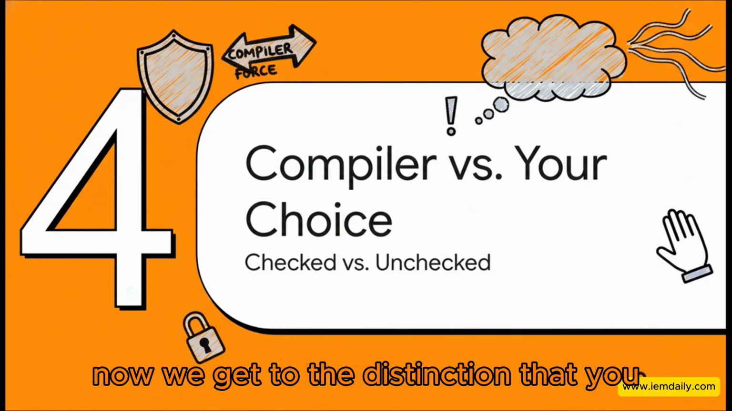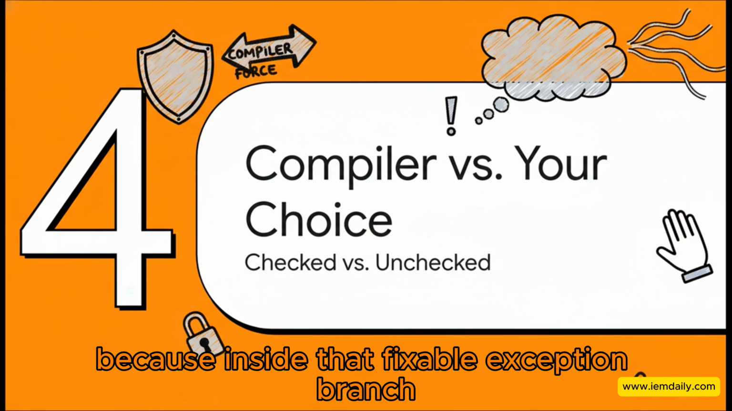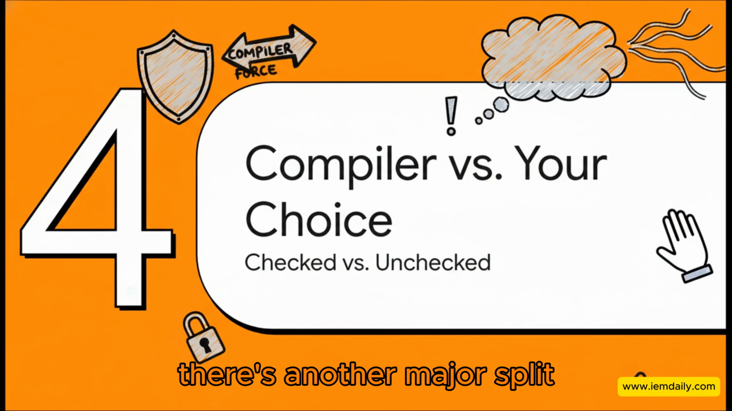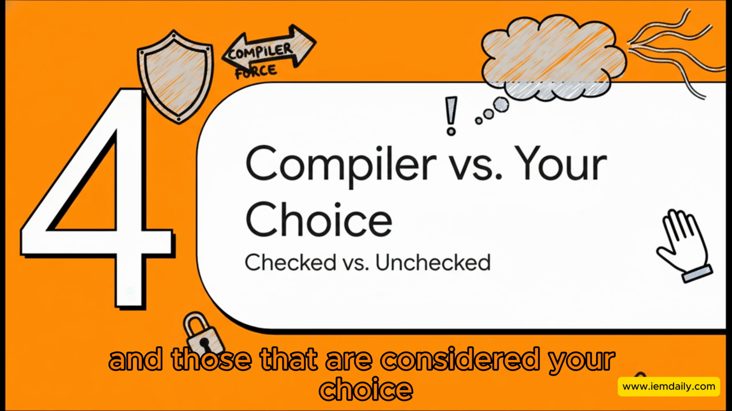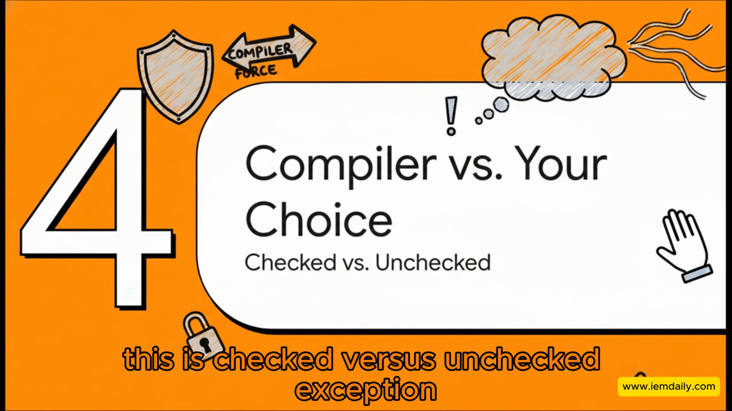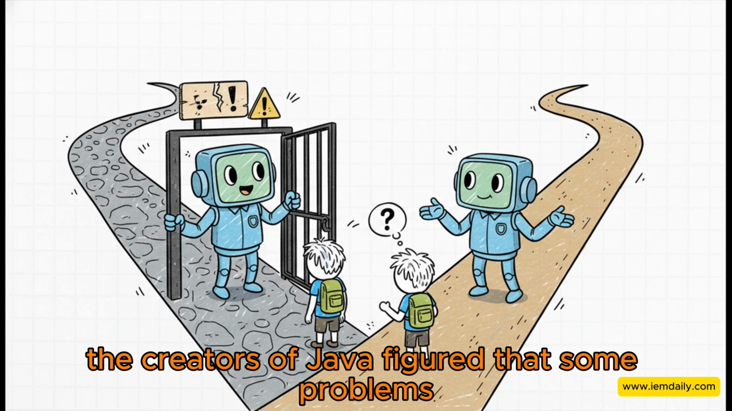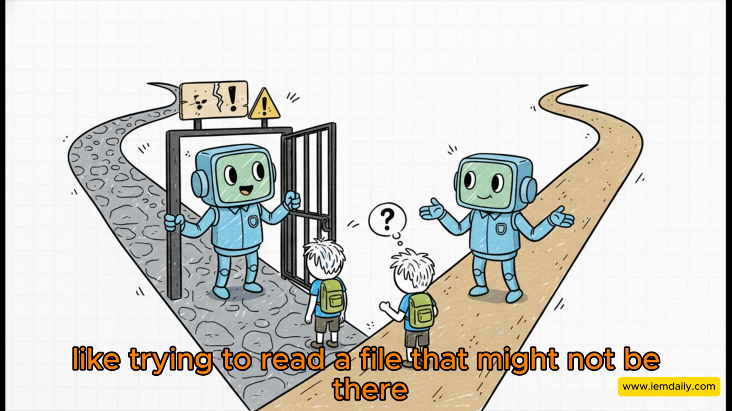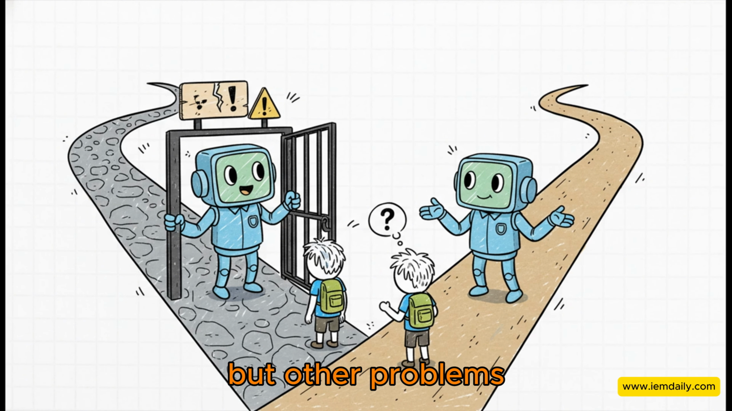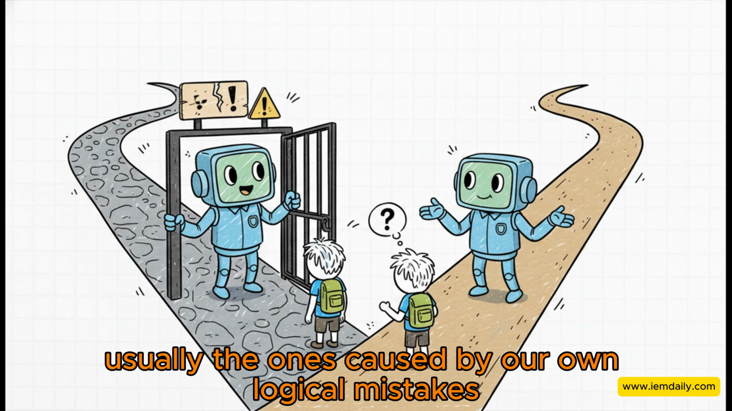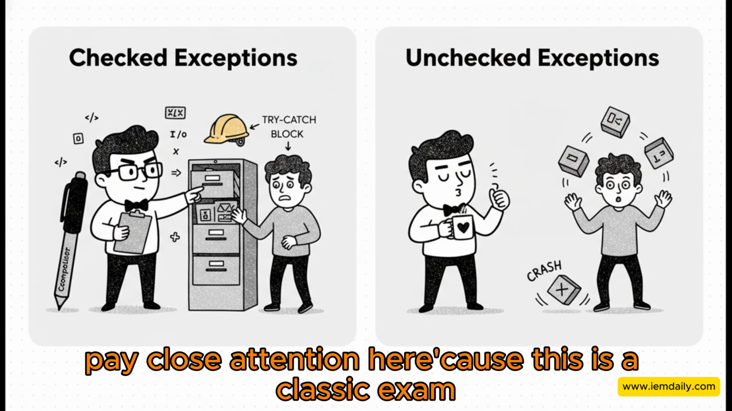Now we get to the distinction that you, as a developer, are going to deal with every single day. Because inside that fixable exception branch, there's another major split. It's the difference between problems the compiler forces you to deal with and those that are considered your choice. This is checked versus unchecked exceptions. And this is totally by design. It's a core piece of Java's philosophy. The creators of Java figured that some problems, like trying to read a file that might not be there, are so common and predictable that the compiler should force you to have a plan. But other problems, usually the ones caused by our own logical mistakes, are left up to us to avoid in the first place.